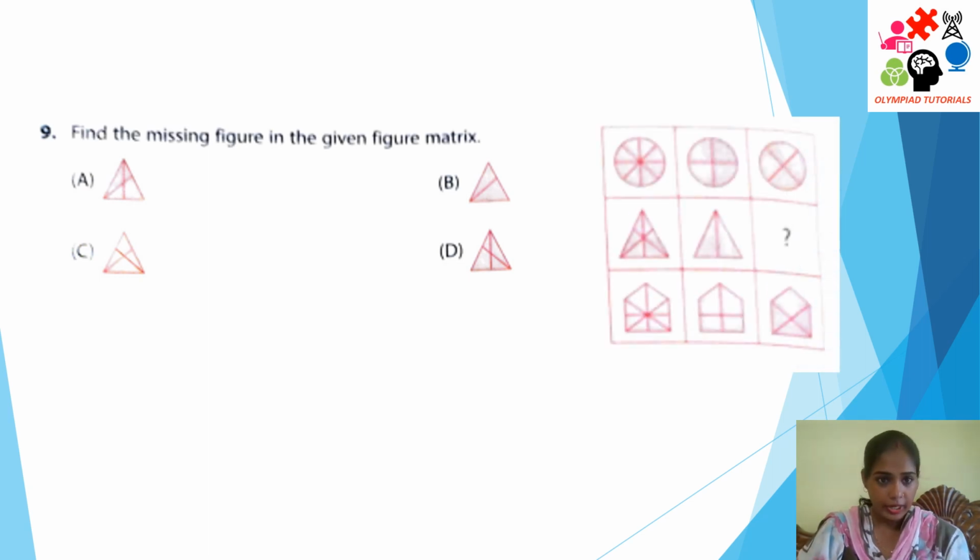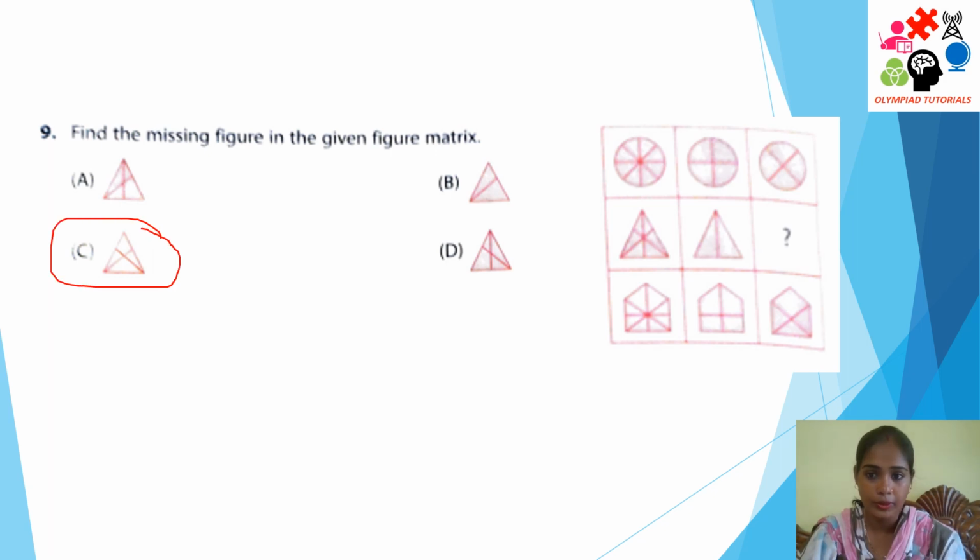So next question, find the missing figure in the given figure matrix. Here you have a picture pattern, and if you have a close look at it, you will see that your option number C is going to fit in the missing place. In these kind of pictures, you have to just observe the lines which are striking through the objects or the pictures. If you have a very close look, these pictures are quite easy to solve.